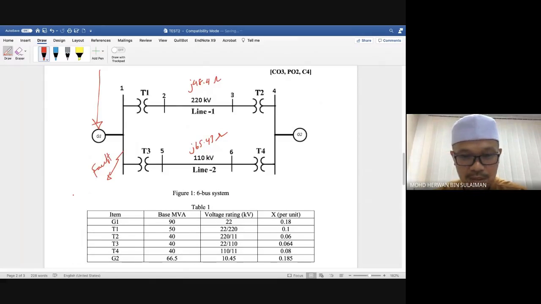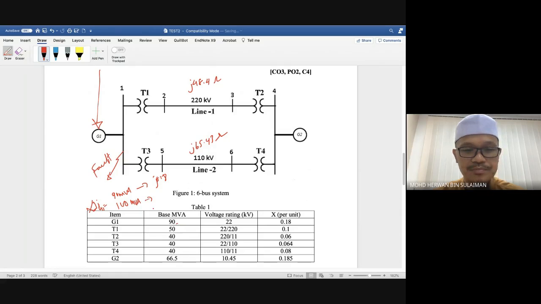Okay, tapi sekarang ni you punya voltage dengan base dekat generator 1 22 kan. So you kena tukar. Apa perlu yang you tukar? Voltage rating pun tukar kan. So nilai asal 0.18. Okay, your G1 ni XD, kita panggil XDG1, dia ialah J0.18 kan. So pada masa kita pakai 90 MVA, nilai J dia ialah J0.18. Sekarang ni kita kena tukar 100 MVA.